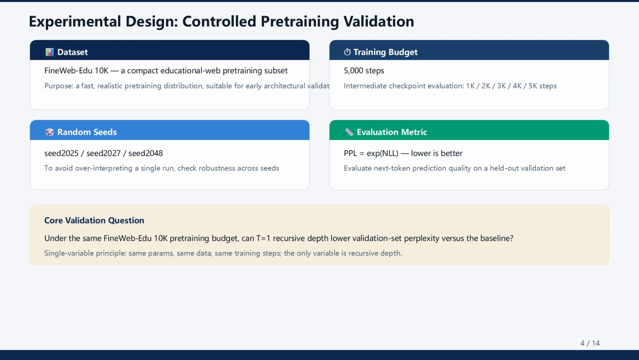The experimental design has 4 elements. The dataset is the compact FineWeb-Edu 10K subset. The training budget is 5,000 steps with intermediate checkpoint evaluation. 3 random seeds avoid chance. The metric is PPL, lower is better. The core question: under the same budget, can T equals 1 lower validation perplexity?